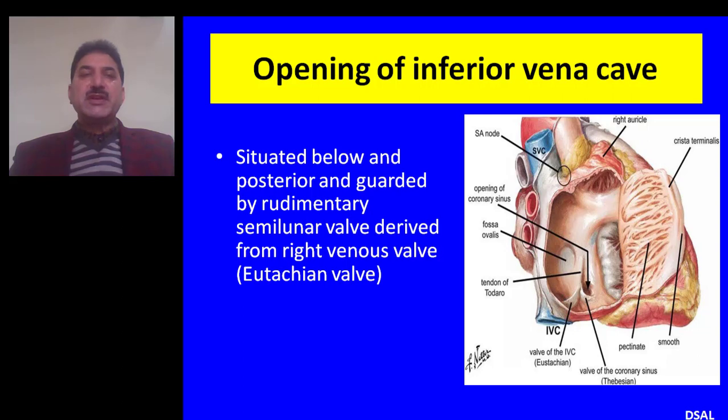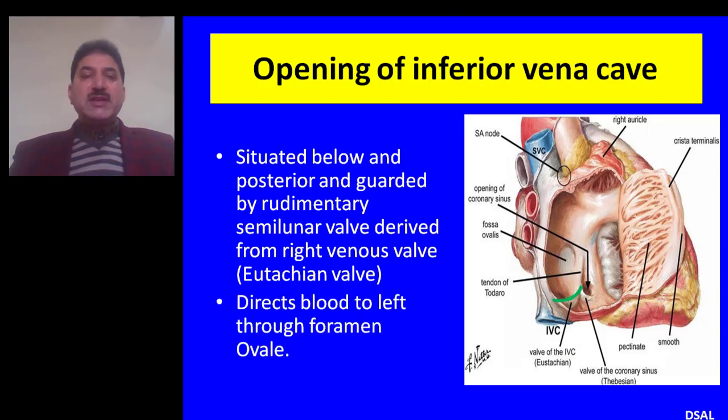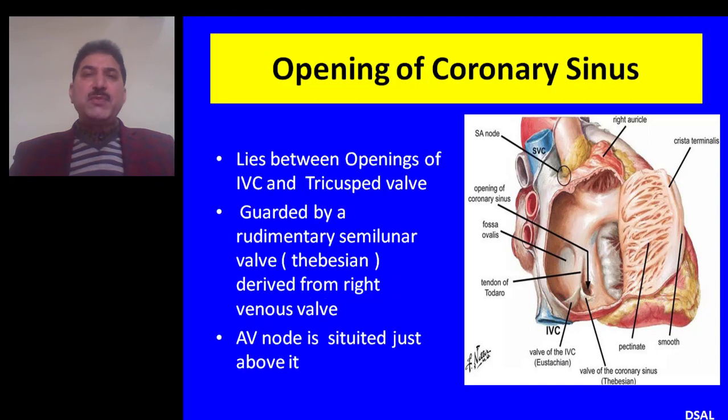Opening of inferior vena cava is situated below and posterior. This opening is guarded by a rudimentary semilunar valve which is derived from right venous valve. It is also called Eustachian valve. The importance of this valve lies in the fact that it directs the blood to left through foramen ovale during fetal life. Opening of coronary sinus lies between the opening of inferior vena cava and tricuspid valve.